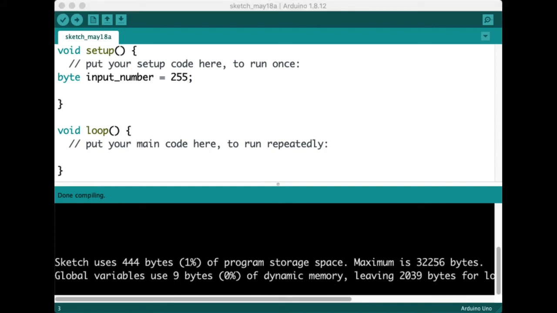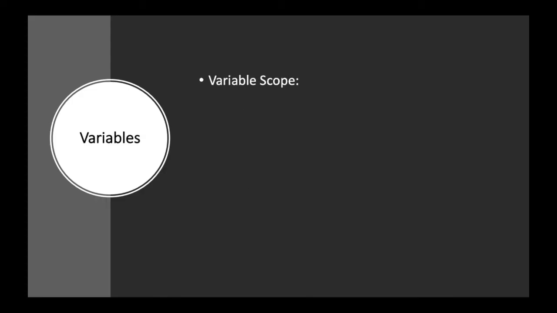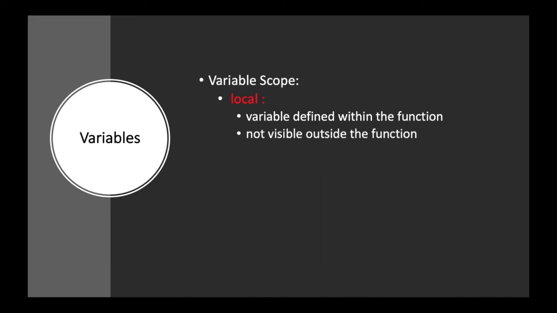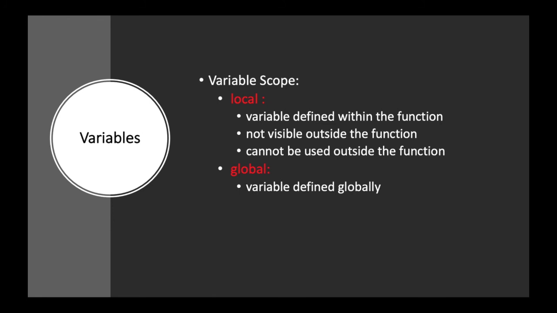Now let's go back. So what is a variable scope? Variable scope is basically the location in your program where you can use a variable. So local scope basically means the variable that is defined within a function can be used in that function only. It cannot be used outside the function. It is not visible outside the function. And another kind is global variable, which means the variable that is defined as a global variable can be visible everywhere in your program, and it can be used in every single function in your program.